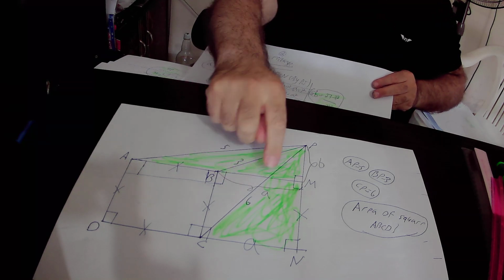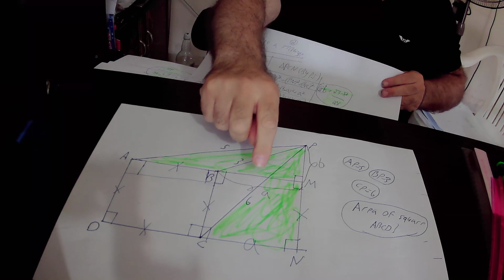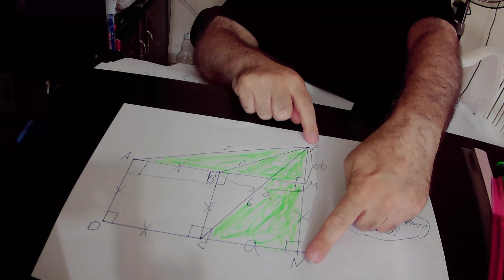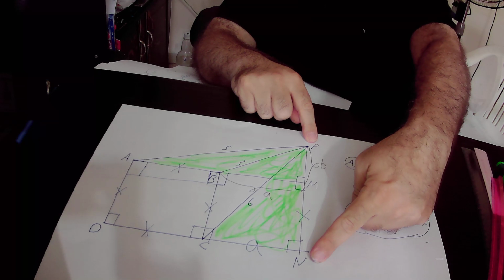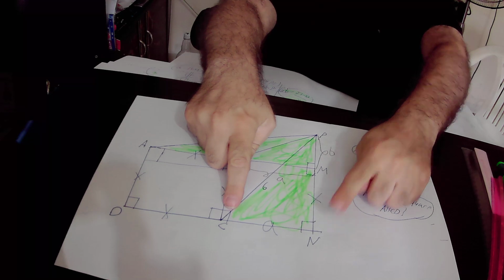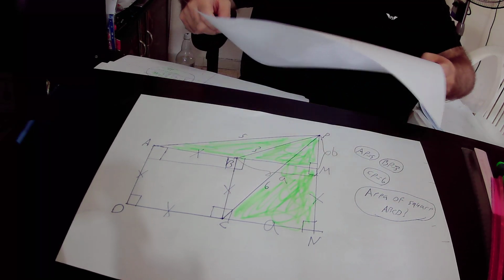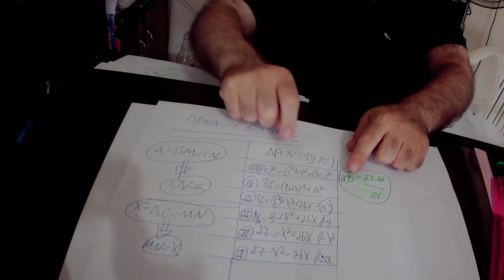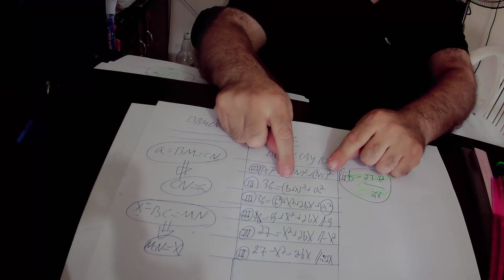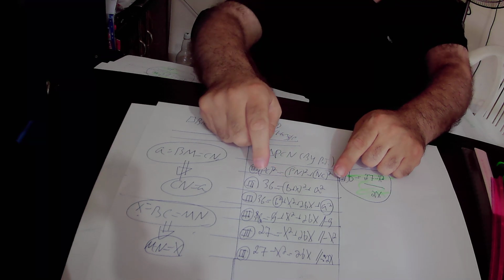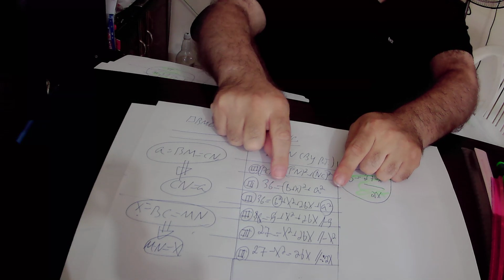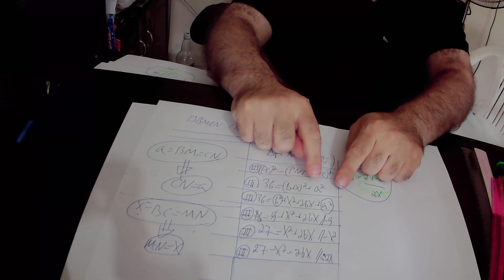PC equals 6, therefore PC squared is 6 squared, that is 36, and it is equal to PN squared. PN equals b plus x, therefore PN squared is (b plus x) squared, plus CN squared. CN is a, therefore CN squared is a squared. So we found out that according to equation number 3, 36 equals (b plus x) squared plus a squared. Here we open the brackets and found out that 36 equals b squared plus x squared plus 2bx plus a squared.